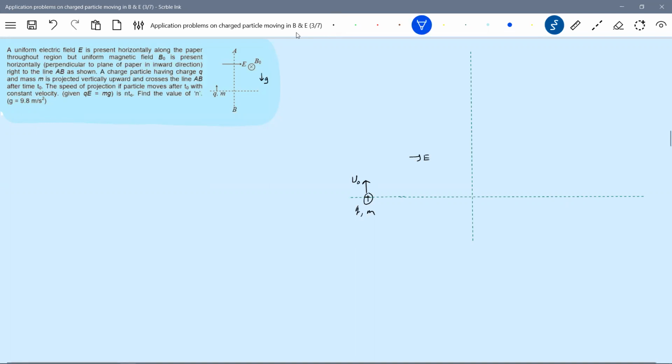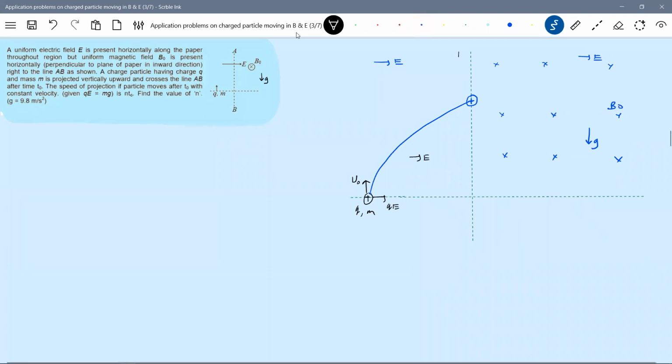We know that it's going to experience an electrostatic force QE, and because of that, it's going to describe a parabolic path. And when it is entering here, the electric field is present throughout. Here also electric field is present. Here also. The magnetic field is present only in this region. So let me indicate it so that it will be easy for you to judge what the problem is. And the gravity is present here. Okay, there's a B naught. Hope you are able to understand.